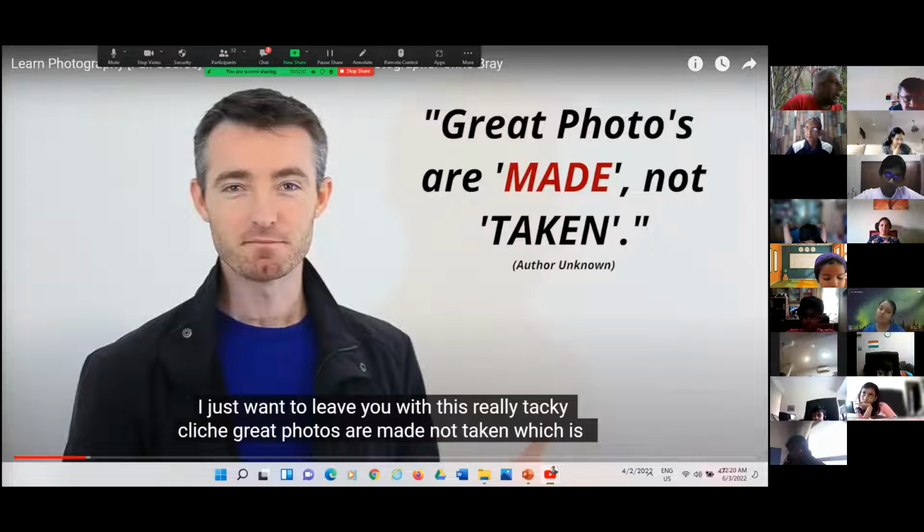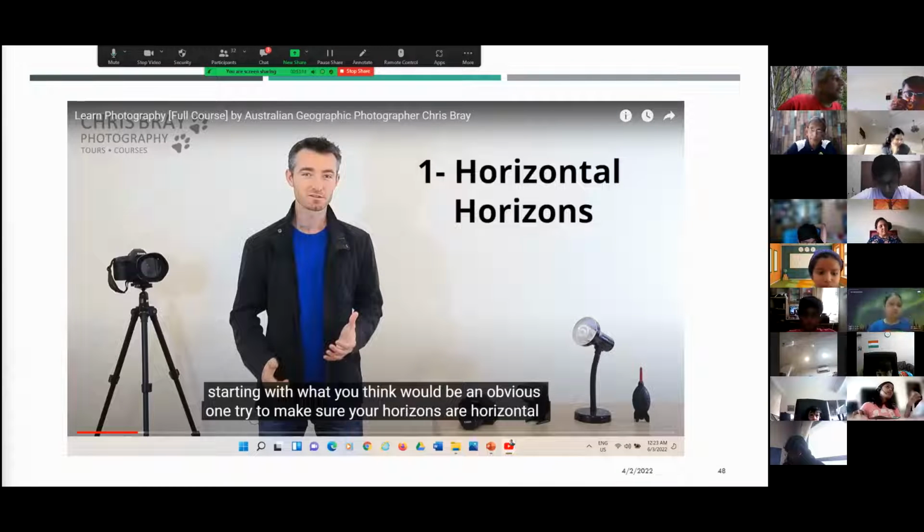Composition means how we actually frame the picture, or look at the viewfinder of the camera, and what we are actually trying to take the picture about. What kind of story are we trying to tell with this picture? So what I've done is to take 10 top tips from Chris Bray, an Australian Geographic photographer. He's going to share with us 10 top tips. Please take note, this is a very important section for when you do your own pictures.